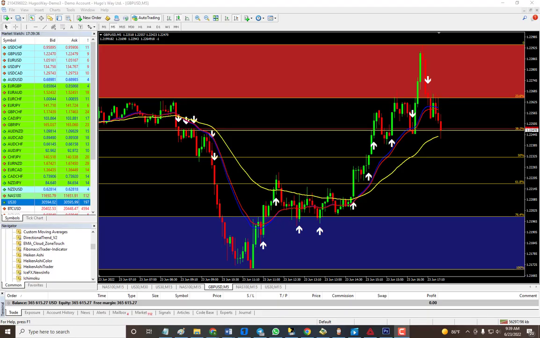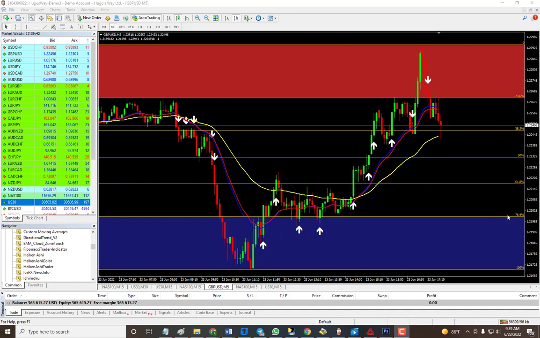Hello everyone, here's a quick overview of our newest trading system, Fibonacci Trader. The idea is simple. Using the Fibonacci Retracement system, we basically trigger the sell when it goes into this zone and the buy when it goes to these zones.